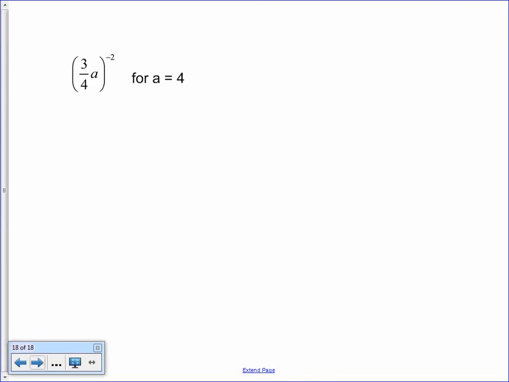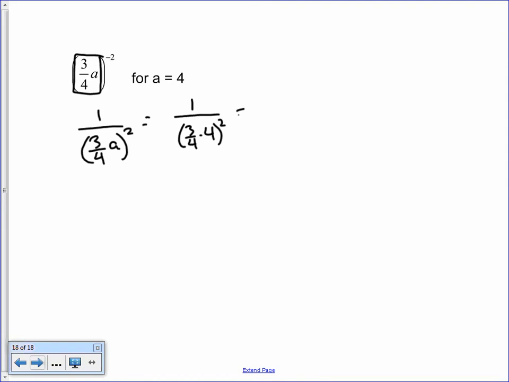One last problem. So I have 3/4 times a to the negative 2 power. So once again, we're going to take this and move it to the bottom of a fraction. So 1 over, and it's going to be kind of strange, but just bear with me here, a to the positive 2 power. Now plug in that 4. So we have 1 over 3/4 times 4 to the second power.